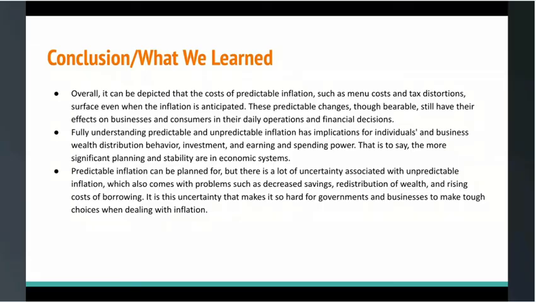Predictable inflation can be planned for, but there is a lot of uncertainty associated with unpredictable inflation, which also comes with problems such as decreased savings, redistribution of wealth, and rising costs of borrowing. It is this uncertainty that makes it so hard for governments and businesses to make tough choices when dealing with inflation, which is why inflation as a whole is so hard to deal with in general, because inflation could change overnight and businesses would not know how to deal with it. And that's why they try to predict it in order to not have that happen.